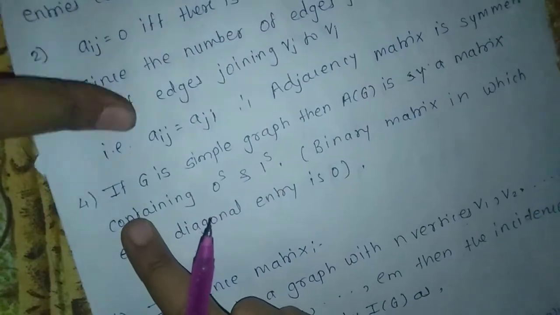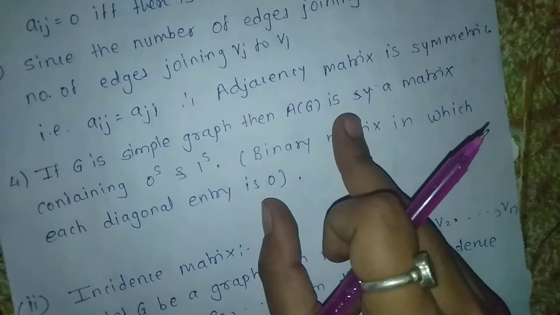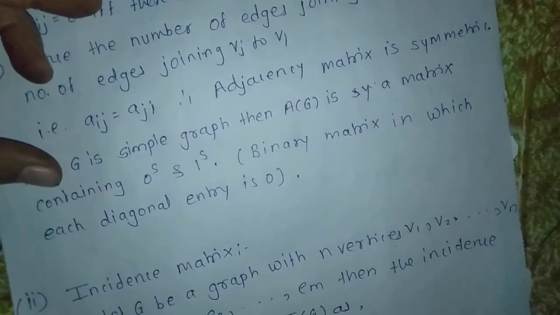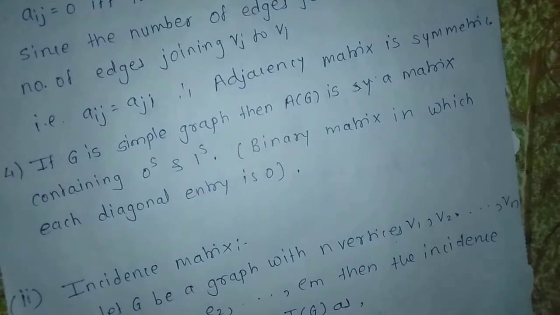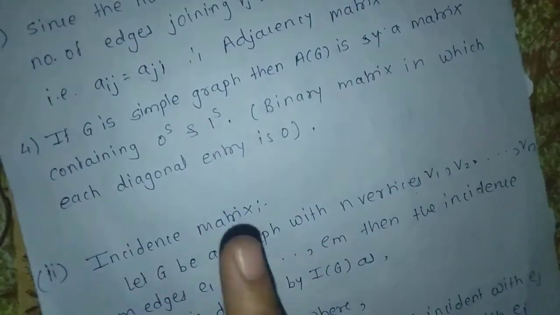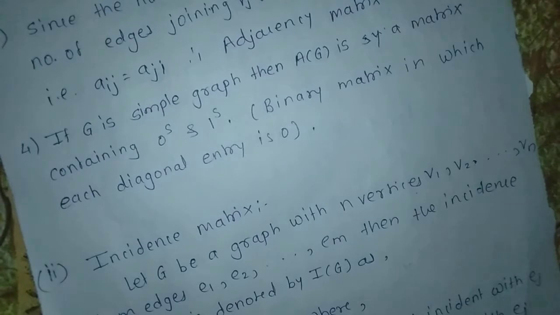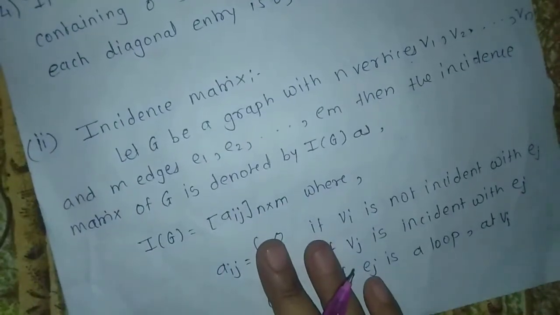Fourth observation is, if G is a simple graph, then the adjacency matrix is a matrix containing zeros and ones, because simple graph means there is no loop and no parallel edges. So the adjacency matrix contains only zeros and ones. It is a binary matrix in which each diagonal entry is 0, because a simple graph does not contain a loop, that's why diagonal entries become 0. Second matrix is the incidence matrix.